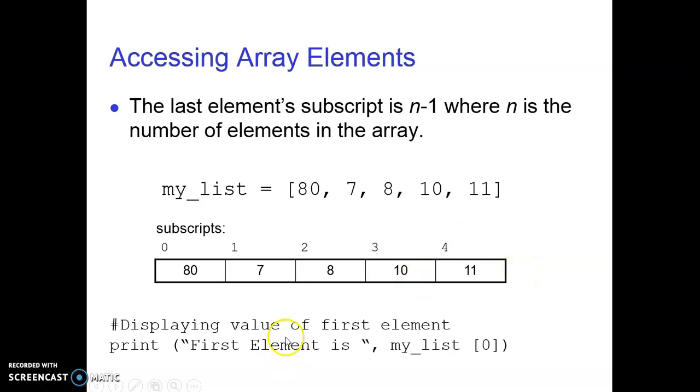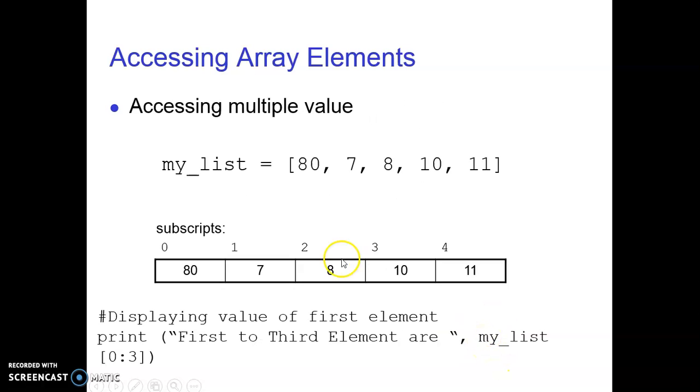So to display the value of the first element, you need to do this. Print first element is my list 0. You use the subscript. Okay, so how you access the multiple values: my list is 80, 7, 8, 10, 11. And then the subscript is 0 for 80, 1 for 7, 2 for 8, 3 for 10 and 4 for 11. So that displays the value of the first element.